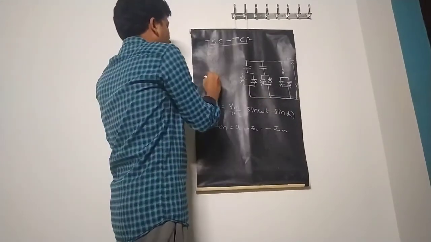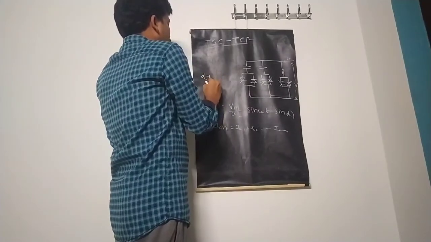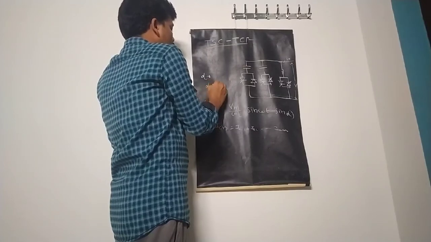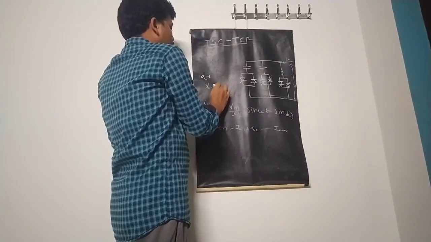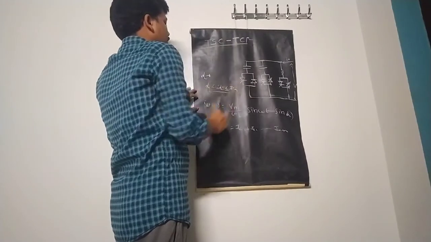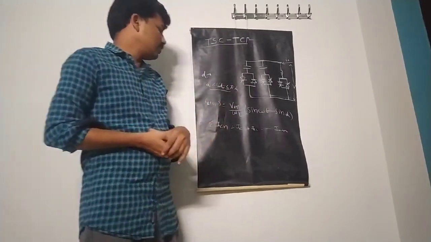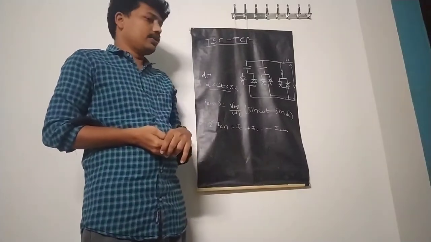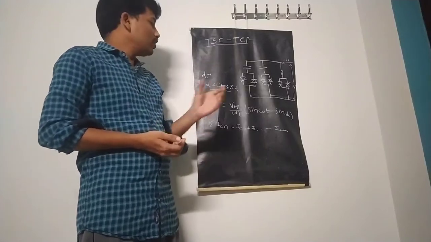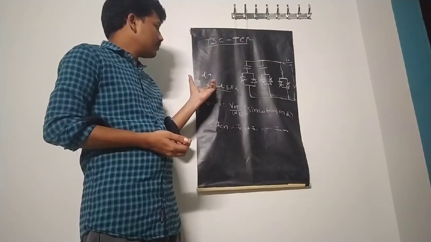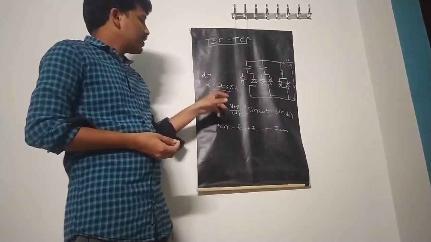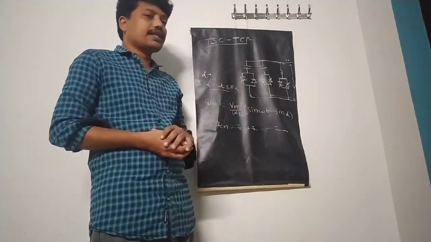Generally the range of alpha in the TCR is from alpha to pi minus alpha. Specifically, we can say it operates from 90 degrees to 180 degrees. The minimum is alpha and the maximum is pi minus alpha. So this is the range of alpha in the TCR, the thyristor controlled reactor.